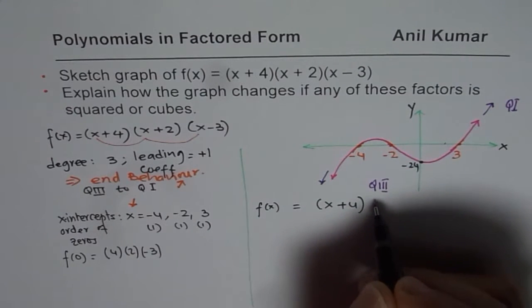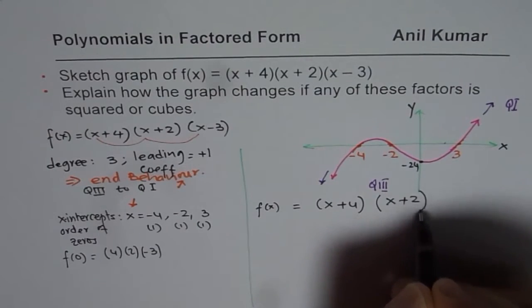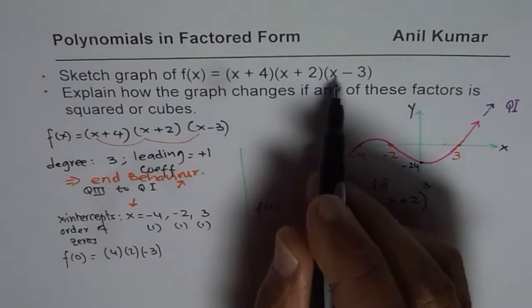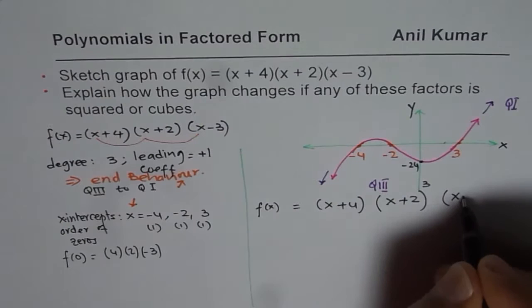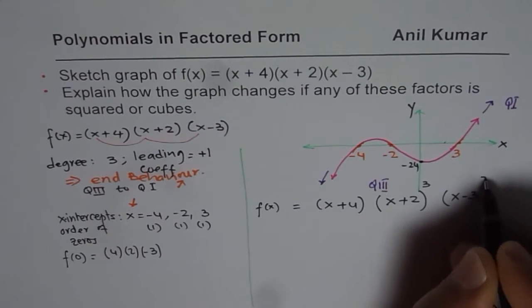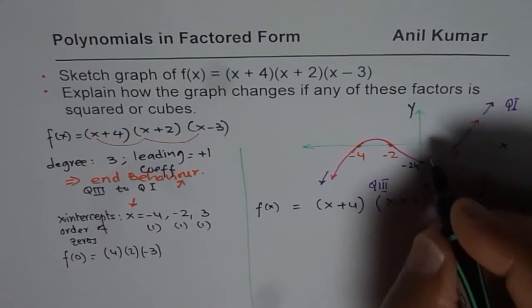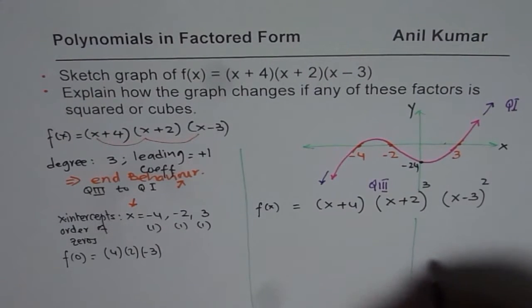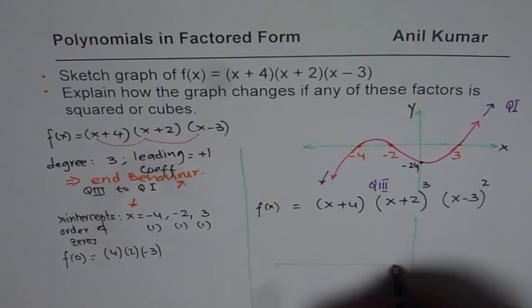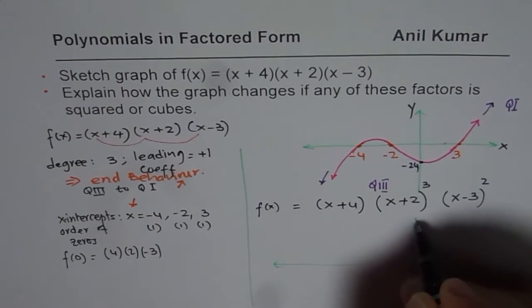The next one, let's make this cubic, (x + 2), right? So I'm making this cubic. And the third one, I'm making that square. So when I change the order, what happens? This is what we're going to see. We'll sketch this function following all the strategies which we have learned.